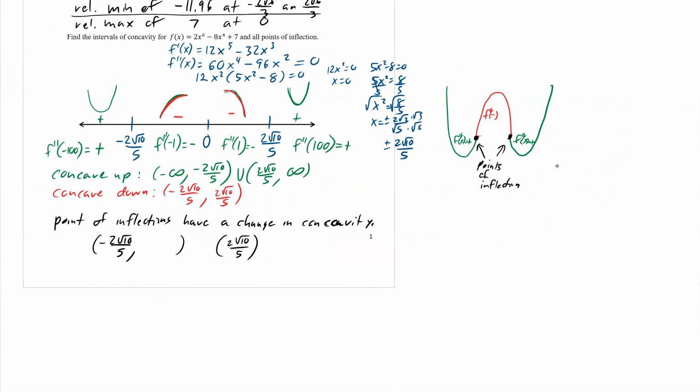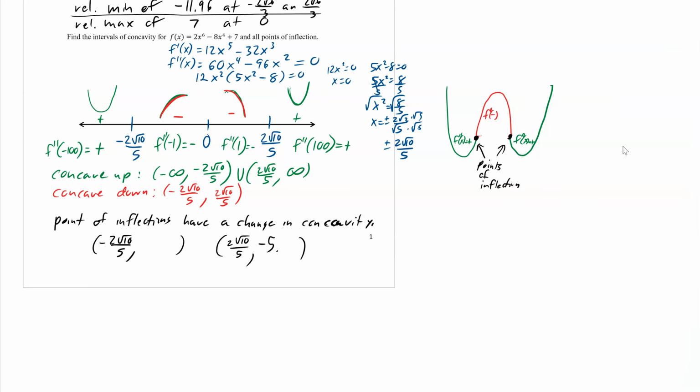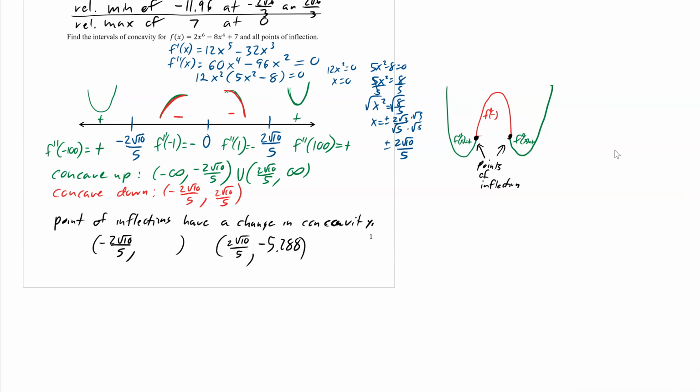Okay, so now we just need to make sure we label them as points. So if we pull up our calculator, I already plugged it in as negative 5.288. And I guarantee the other side is the same, but we should verify it. So trace, and then negative 2 second square root of 10 divided by 5, and hit enter. And there it is, negative 5.288, same thing. So those are points of inflection.